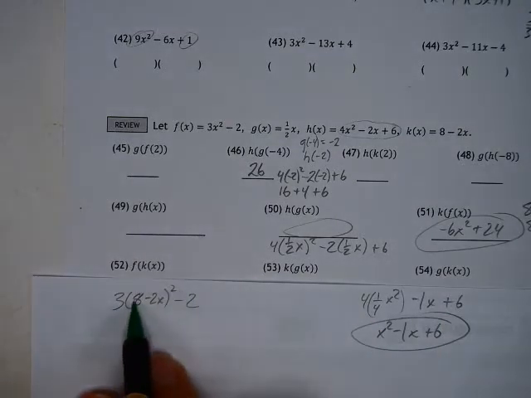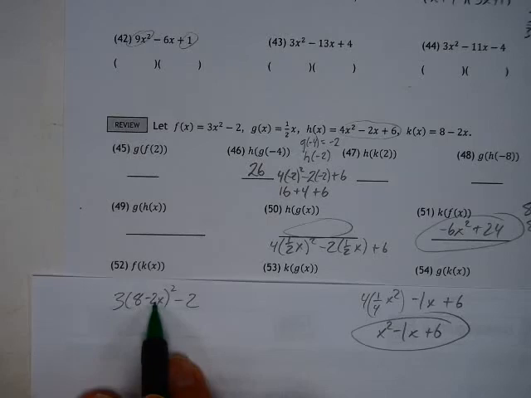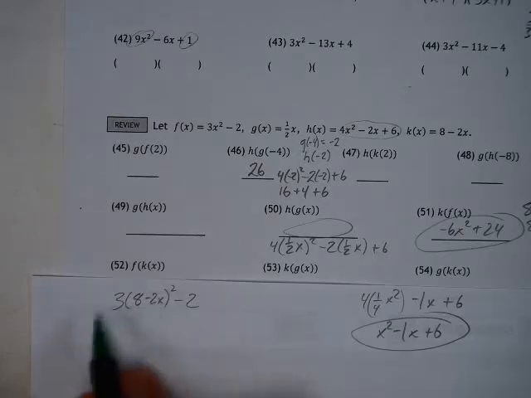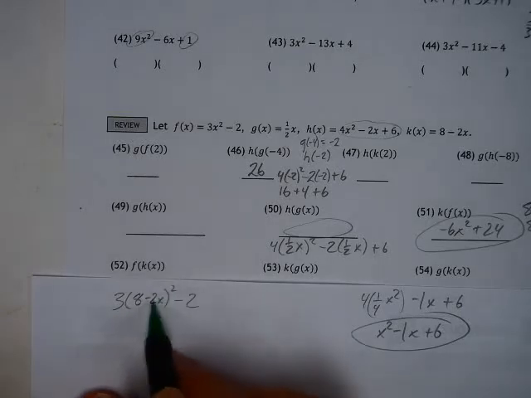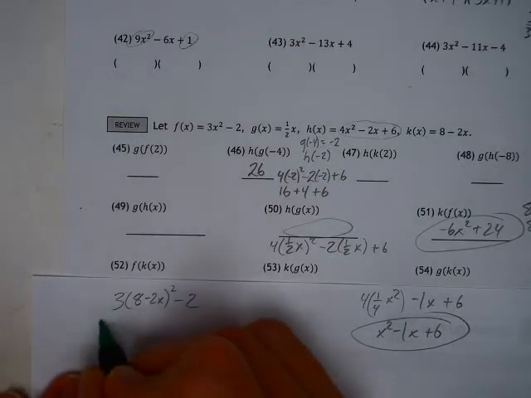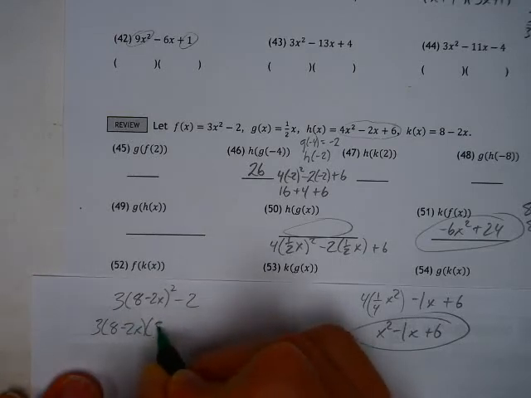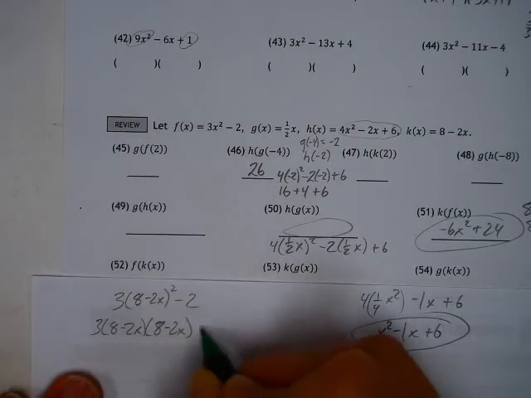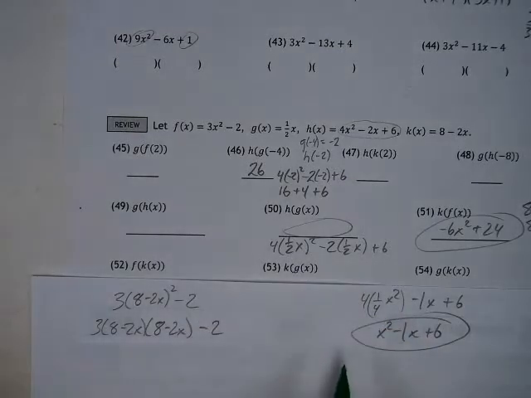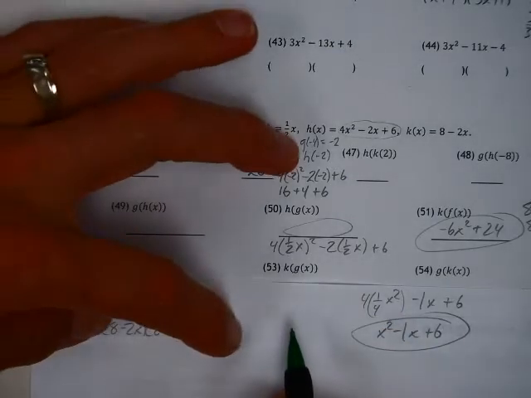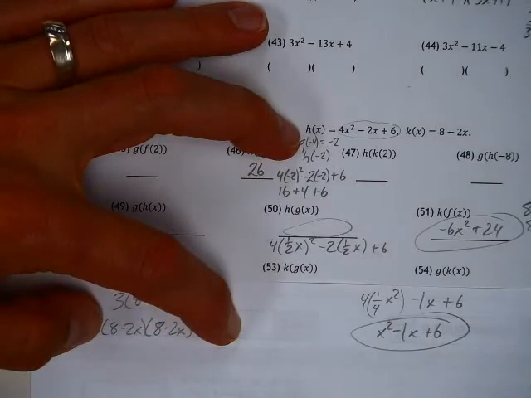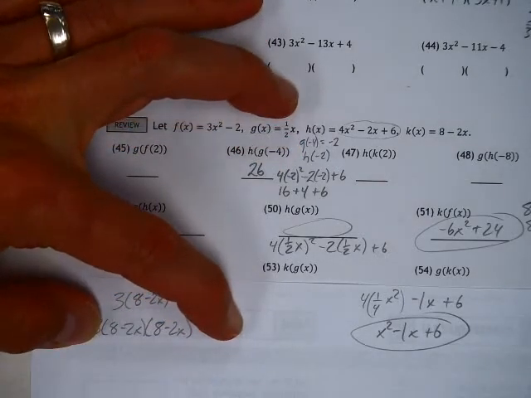Now I see my people all the time. They'll try and square this, and they'll call that a 64 and that a negative 4x squared or something like that, or even a positive 4x squared. Neither one of those is right. If you're squaring a binomial, you'll have to FOIL it. So that means 3 times 8 minus 2x and another 8 minus 2x. And then I got the minus 2 at the end. Now you got to put blinders on and take care of business where you can take care of it. That right there is what I can do at this juncture.